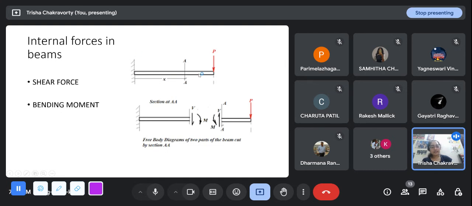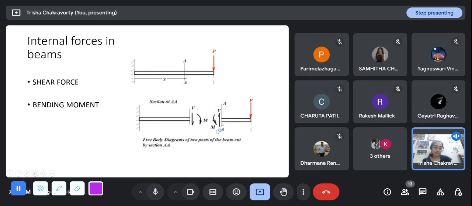Suppose this is a beam element and I apply a transverse load P here. This is a transverse load because the force is along the direction of the cross section. The way we study shear force or bending moment is, we have to take a cross section. Suppose this is a cross section at a distance x from the fixed support. At this cross section, I will ask you to find the shear force and the bending moment.